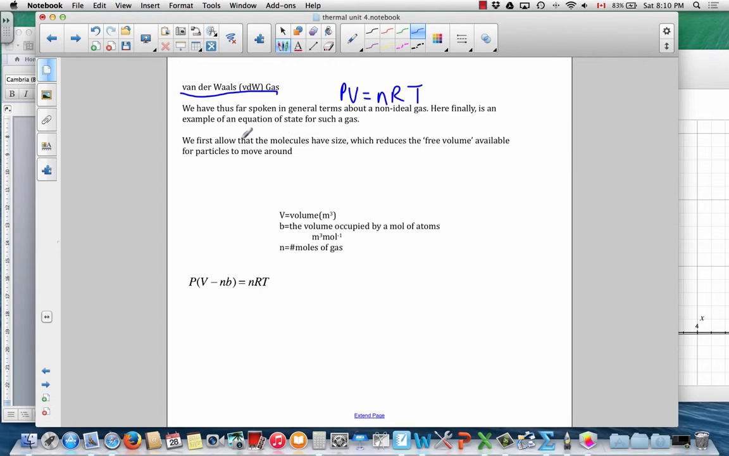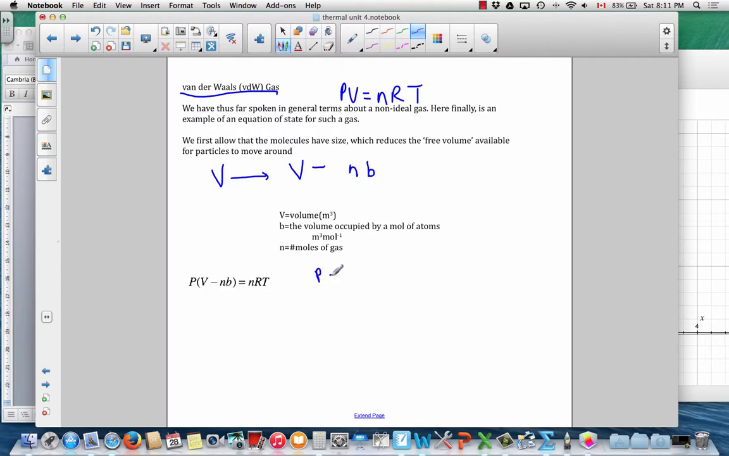So first of all, we allow that the molecules have some size, and that's going to reduce the free volume available for particles to move around. So where we had V before, we're going to replace that with a little bit less volume available for particles to move around. So we're going to use b as a constant representing the meters cubed per mole. That's the molar volume of the atoms themselves, and then we multiply by n and say, okay, that's the space that's not available for the gas particles to move around. So we'll take volume and replace it with this. So where we had PV = nRT, we now have P(V - nb) = nRT. And that's the first step in the van der Waals equation.